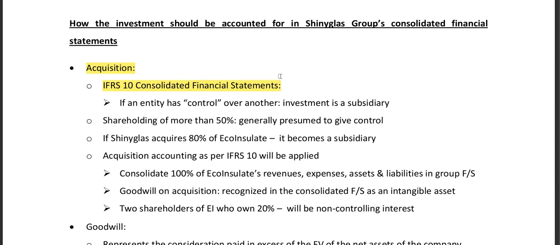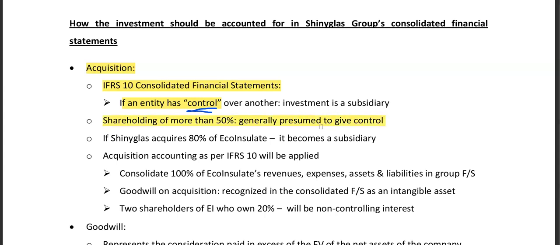But remember, the direct standard with regard to accounting for an acquisition is IFRS 10. And as per IFRS 10, if an entity has control, so we've mentioned it within inverted commas because remember, control is achieved when 3 elements are satisfied, and that is a discussion for another day. But generally, if you have a shareholding of more than 50%, it is presumed to give control.